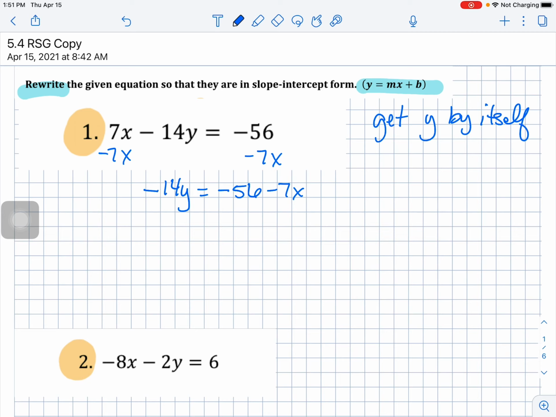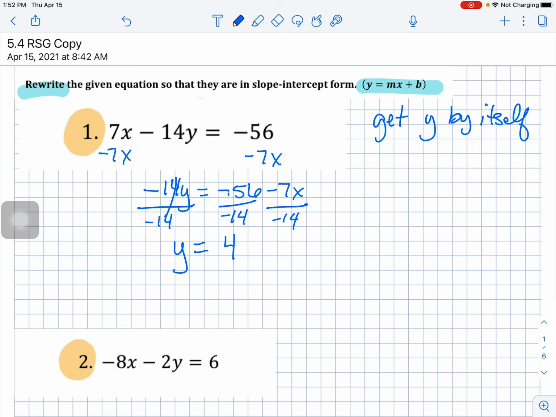And then I'm going to divide both sides by negative 14. And every single thing needs to be divided by negative 14. And that leaves me with plain y over here. Use my calculator to figure out what 56 divided by 14 is. 4. Negative divided by negative is a positive 4.